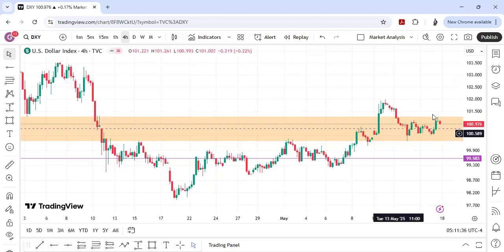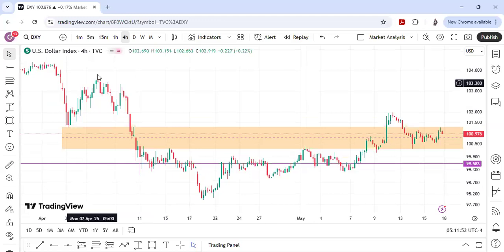Now, if this order block holds price and sends price higher, I want to see this order block at this CB, this bearish order block and this CB, act as resistance to send price lower. But if it breaks above this order block, then we'll be extremely bullish. It means that it doesn't want to go lower again.